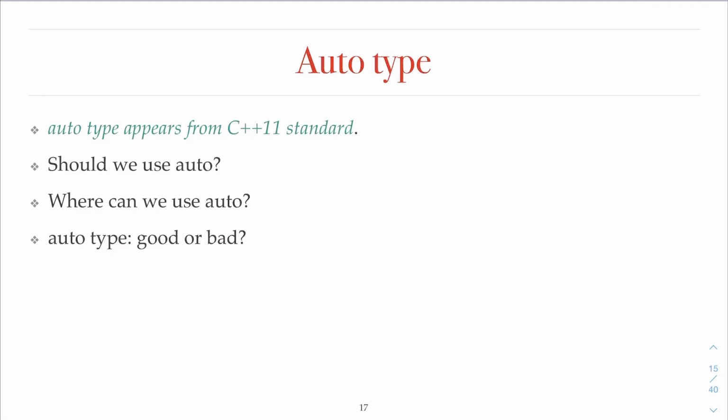Recall what I have told you a long time ago about auto type. It appeared in the C++11 standard, and of course it's very popular nowadays. When you declare a variable as auto, the variable you declare right there must be assigned. You cannot declare a variable auto like this. You cannot say I have auto a, and this one is an invalid statement.